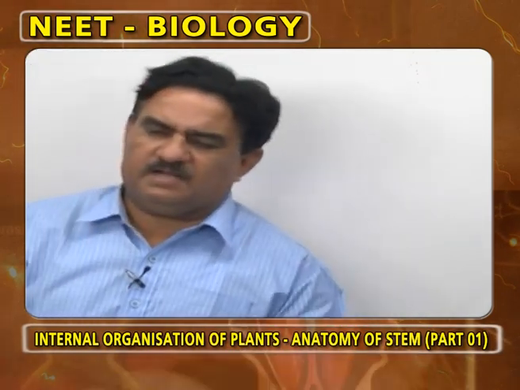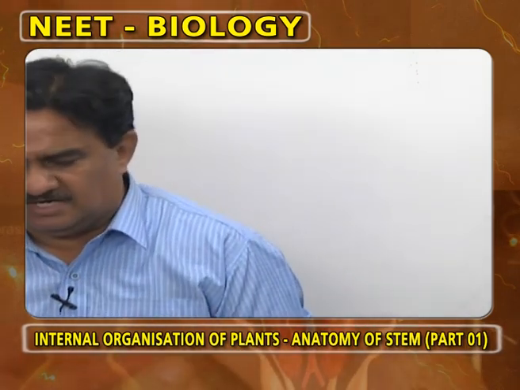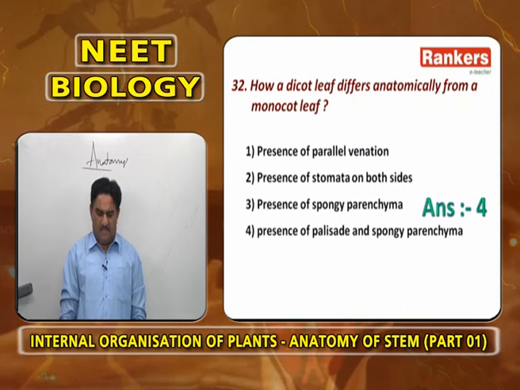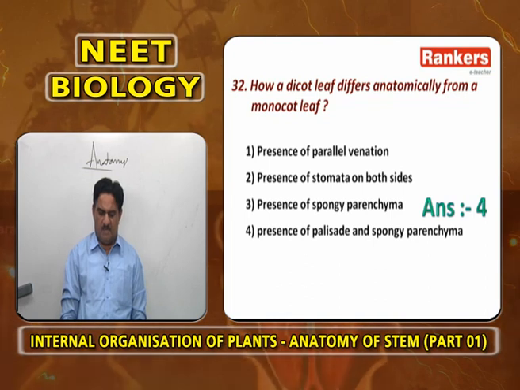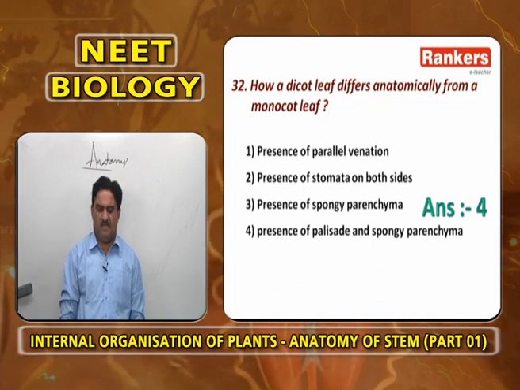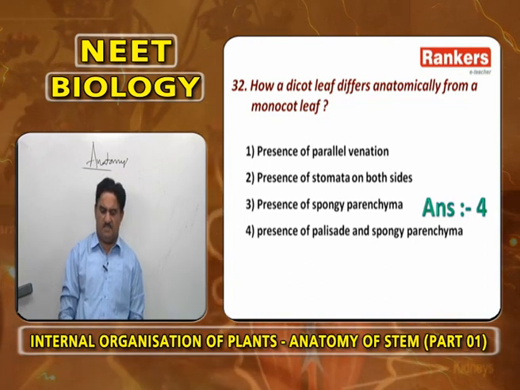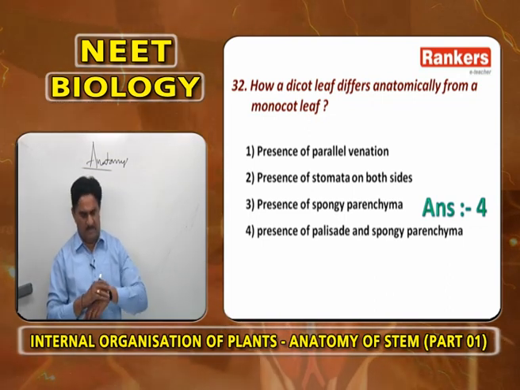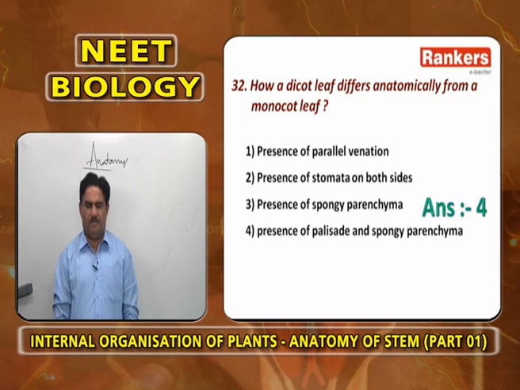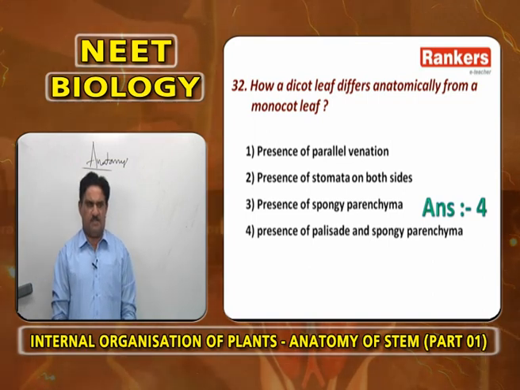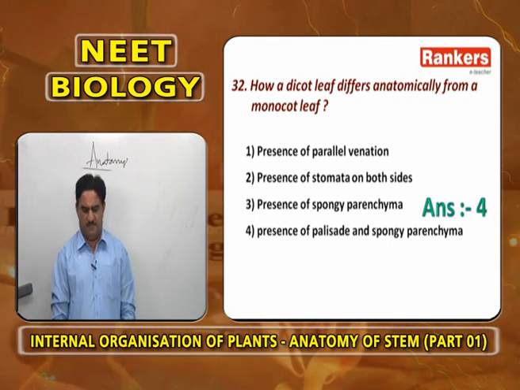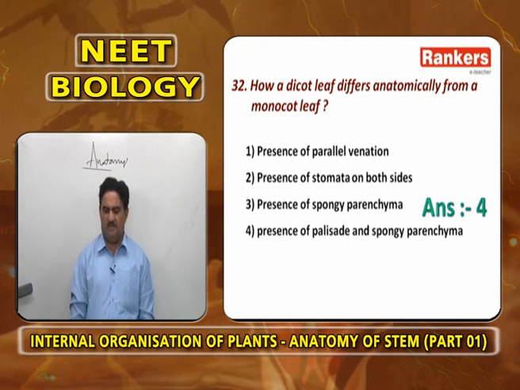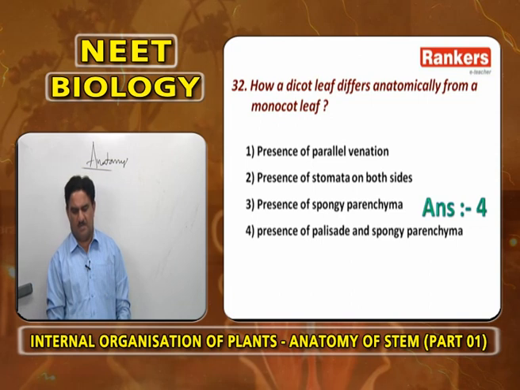So, how a dicot leaf differs anatomically from a monocot leaf is not by presence of parallel venation, not by the presence of stomata on both sides, not by the presence of only spongy parenchyma, only by the presence of palisade and spongy parenchyma. Palisade tissue are long columnar cells present towards the upper epidermis. Spongy is loosely arranged cells on the lower epidermis. So, by the presence of palisade and spongy parenchyma, a dicot leaf differs anatomically from a monocot leaf.